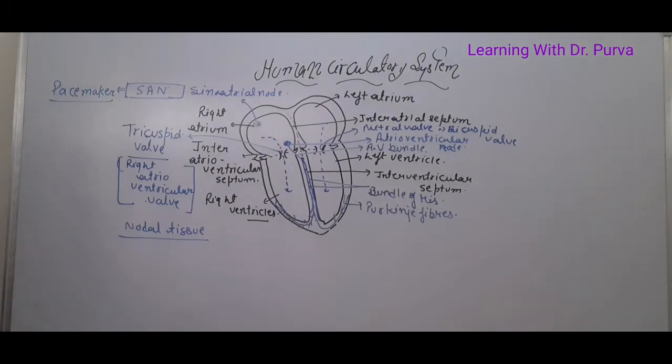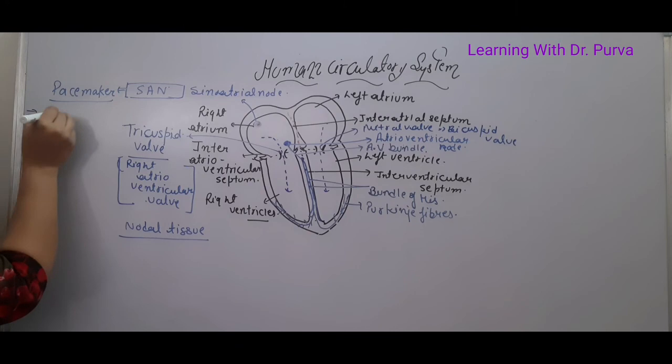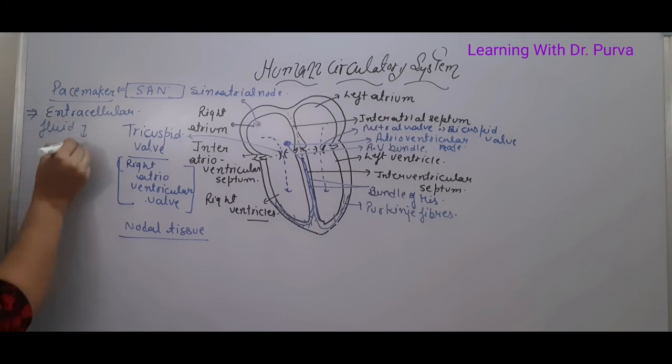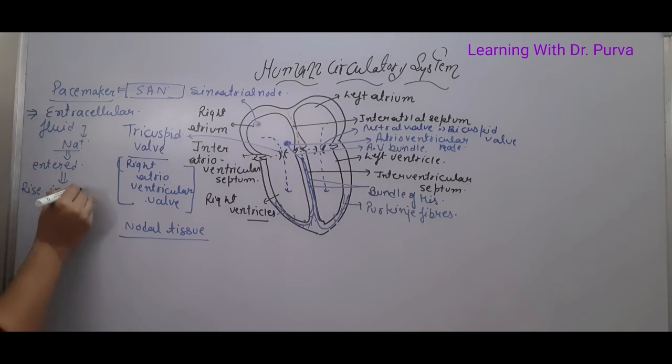Fine. Now we will understand why this sinoatrial node is known as a pacemaker. Because the extracellular fluid of this nodal tissue has a high concentration of sodium. Then this sodium will enter into this nodal fiber, and when it enters, what will happen? There will be a rise in membrane potential. The membrane potential will increase, and then there will be generation of the action potential, and then there will be excitation of the SA node. So that's why we can say this is an auto-excitable structure.